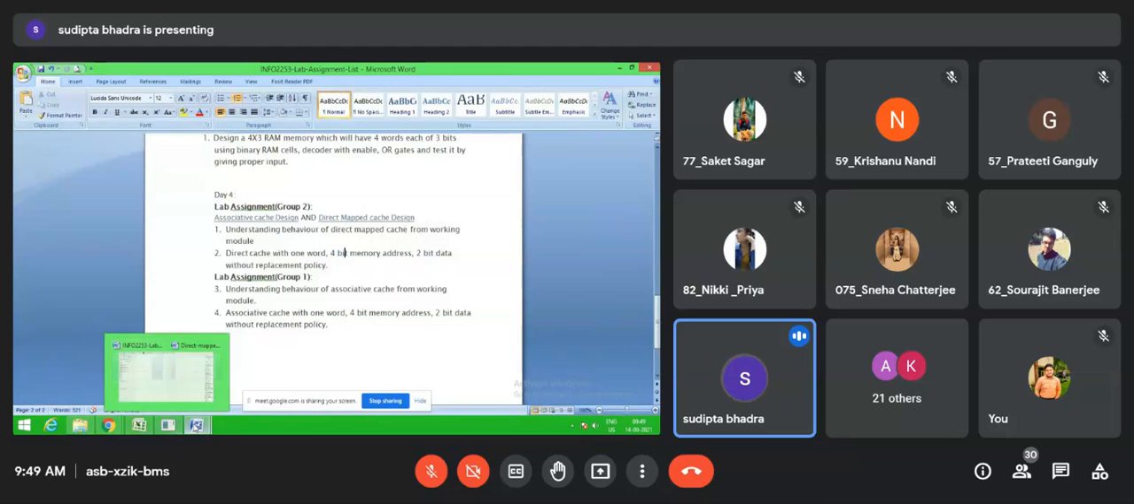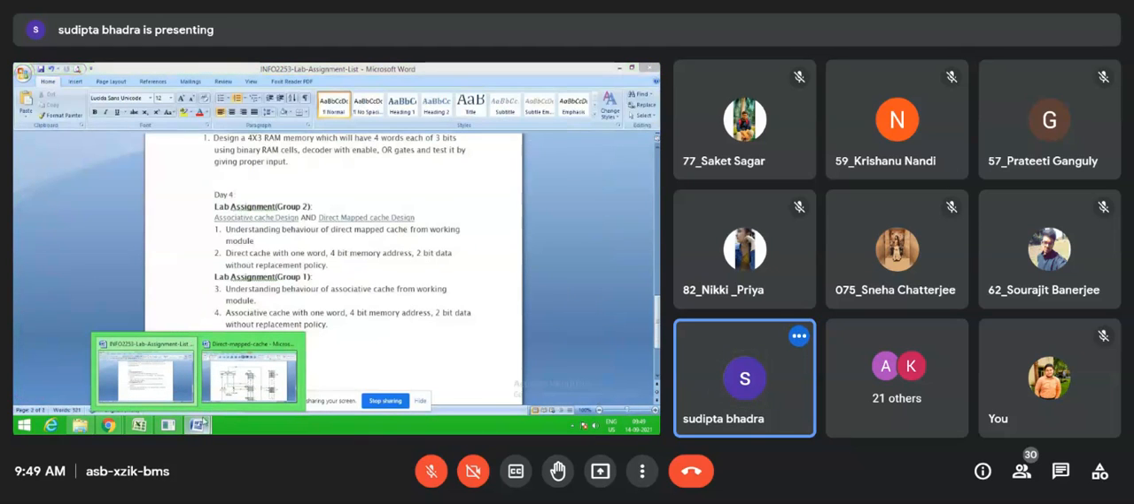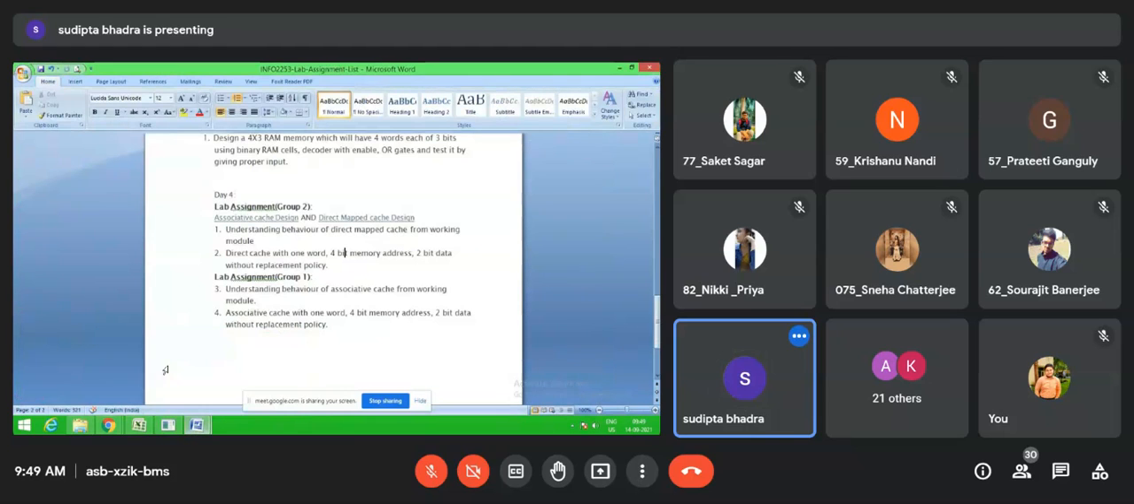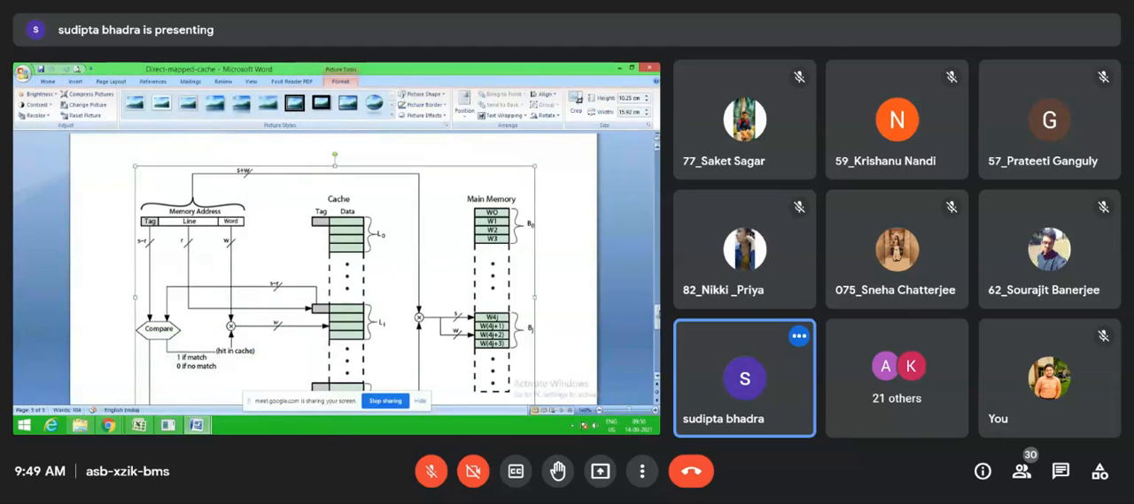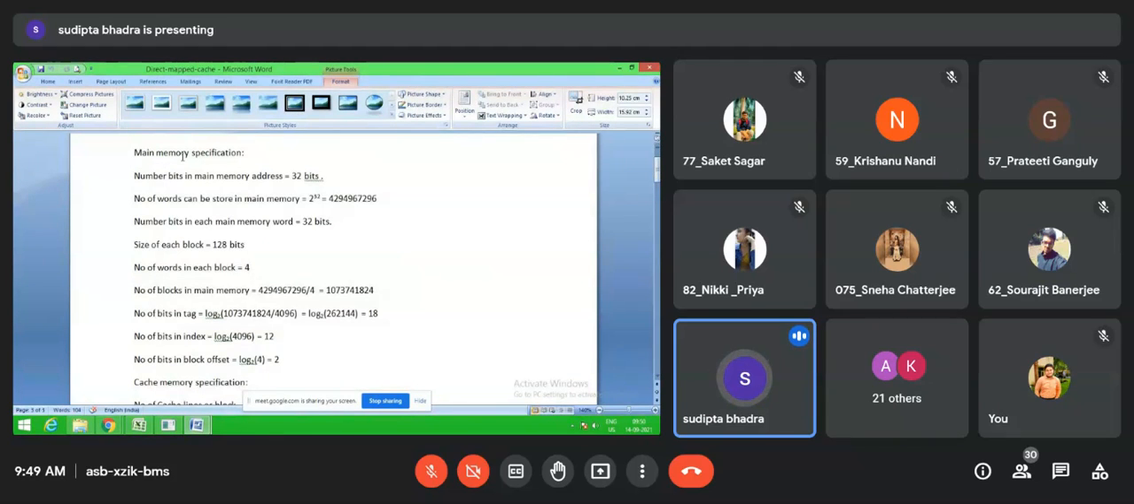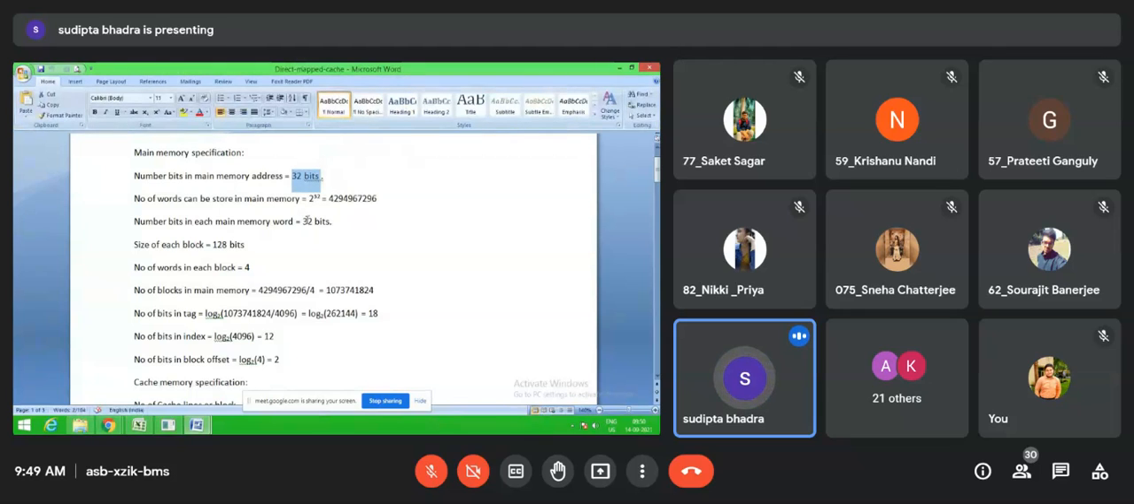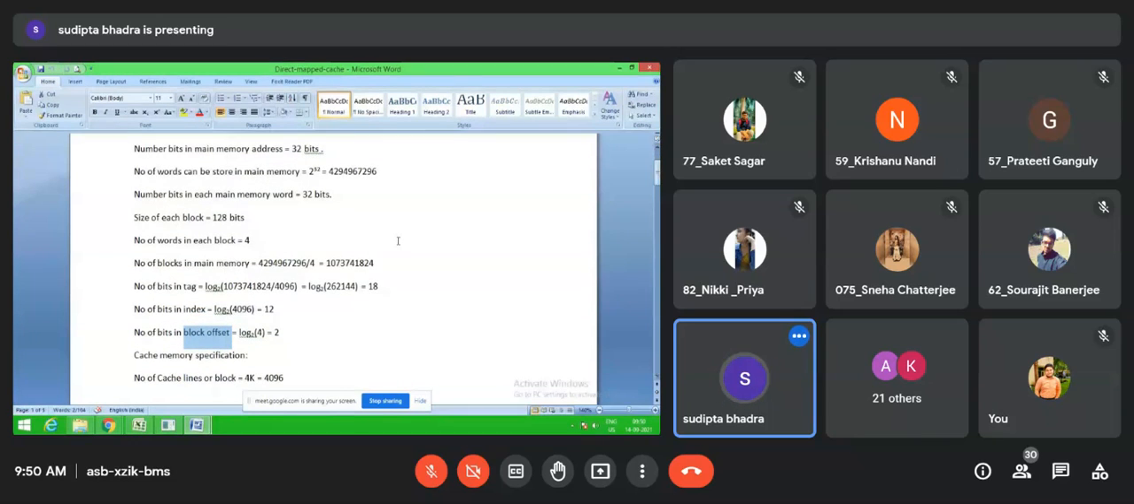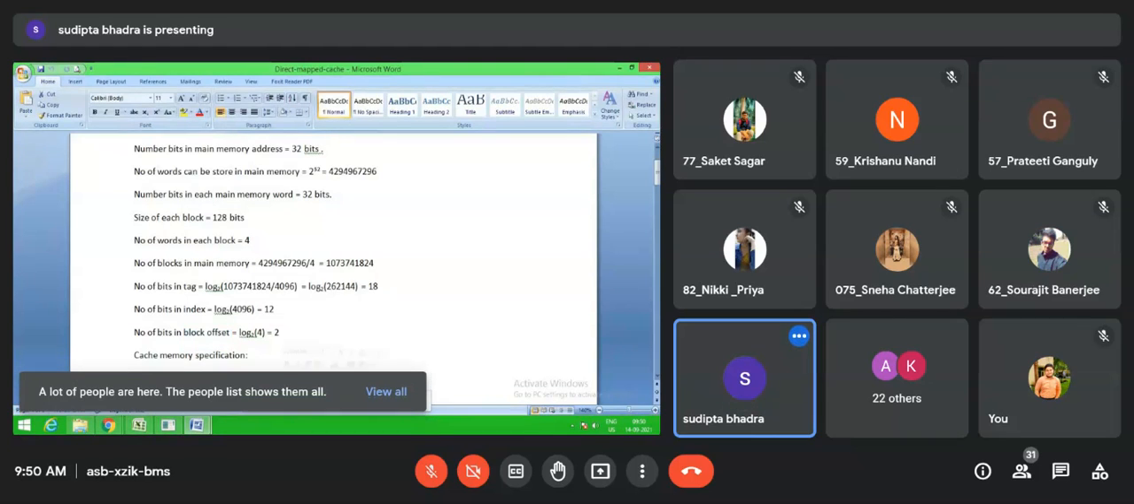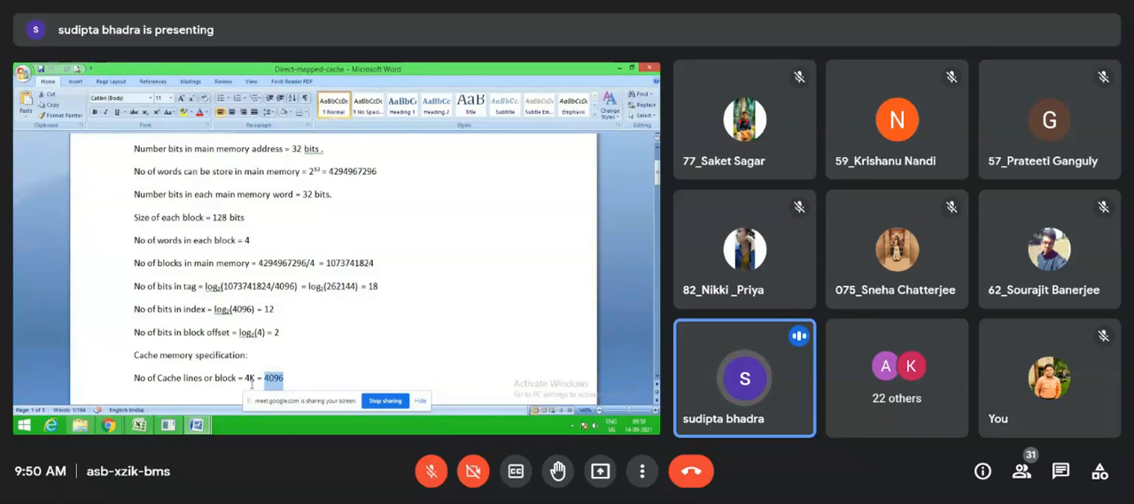So before we see that, let me show you a calculation: if the main memory specification is 32 bit and the number of bits present in a main memory word is 32 bit, then what will be the number of bits for tag, number of bits for index, and number of bits for block offset. Here another piece of information is also required, otherwise you can't determine the number of bits for tag, index and block offset. That is how many cache lines there are. So here the number of cache lines is 4k, that is 4096.